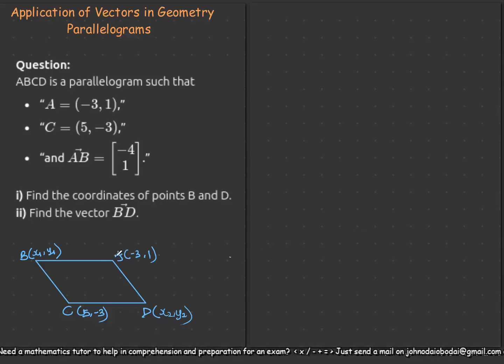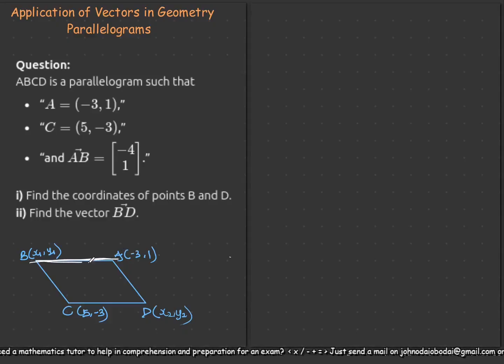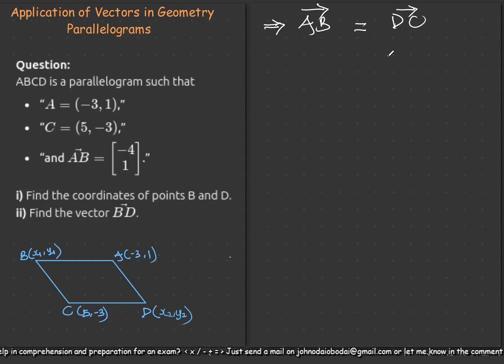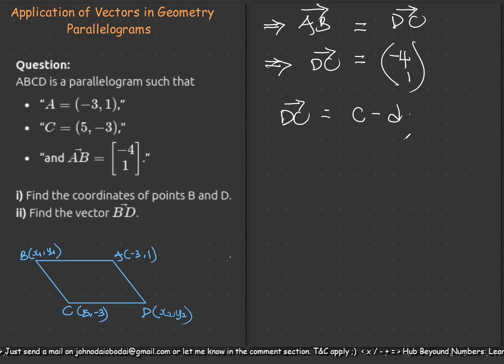Now we're given AB. Using the properties of a parallelogram, AB would be equal to what? DC. Since it is a parallelogram, vector AB, looking at the order A to B, is equal to D to C. And that would imply that DC is also equal to (-4, 1).